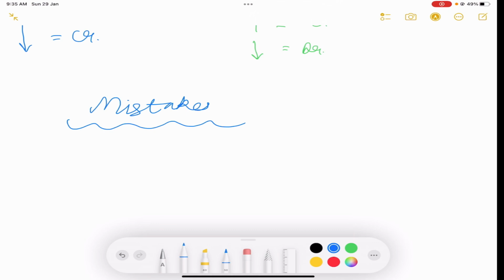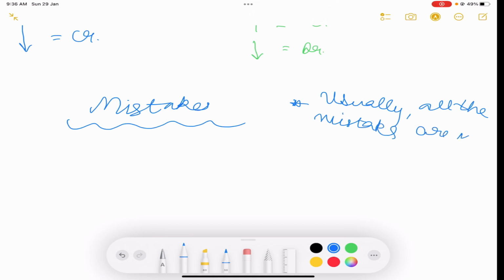So we need to keep one assumption in your mind, that usually all the mistakes are made in the cash book.